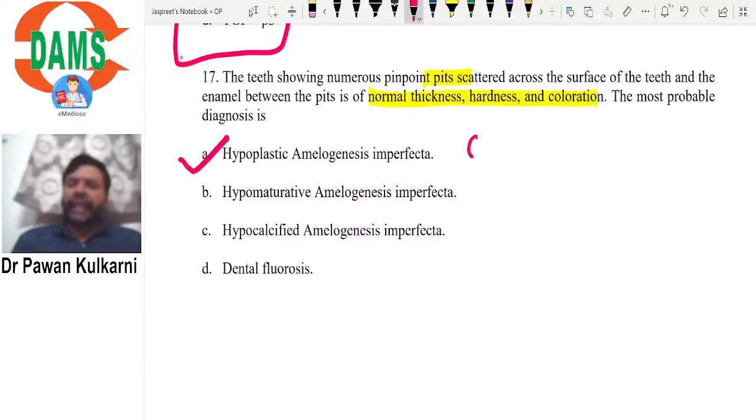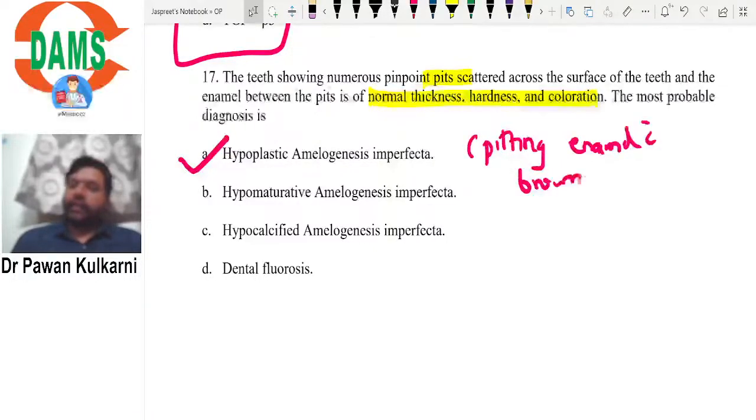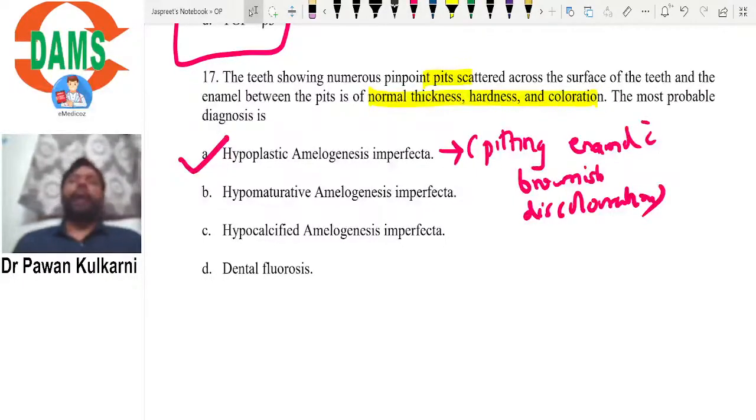Whenever you see pitting enamel with brownish discoloration, the thing that should come to your mind immediately is hypoplastic type of amelogenesis imperfecta. There are different types of amelogenesis imperfecta: hypoplastic, hypomaturative, hypocalcified. Hypoplastic is the one which typically shows a pitting pattern.